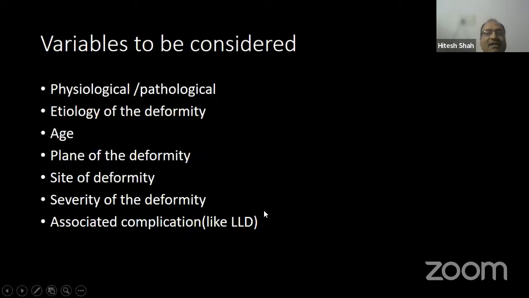Wherever there is a deformity, we need to consider whether it's physiological or pathological. This is pathological. The etiology of the deformity is diaphyseal aclasis. As rightly mentioned, he is 12 years old, so more than 2 years of growth are left. The plane of deformity is only coronal, one side valgus, one side varus. Valgum and varum combination is windswept deformity. The site of deformity: can anybody say how you can judge the site of deformity in this patient?